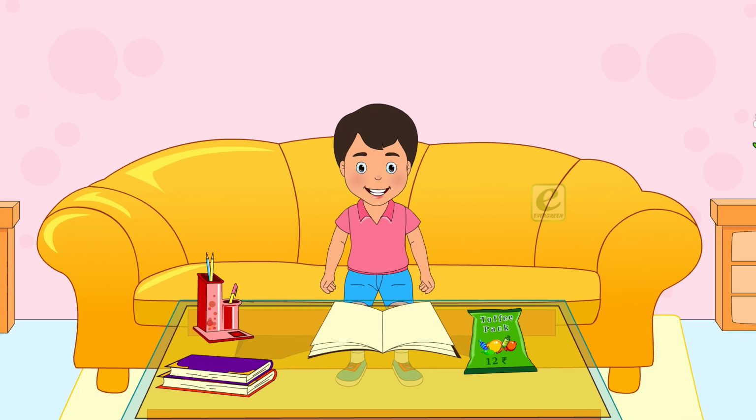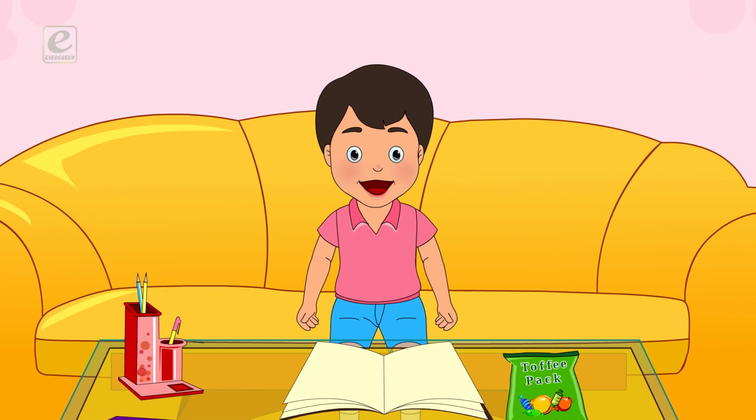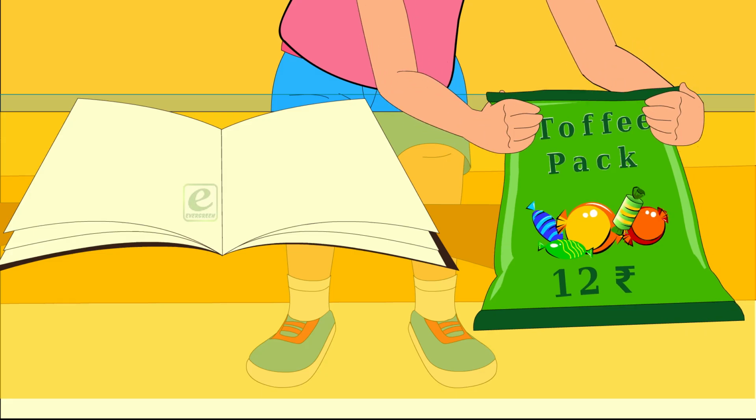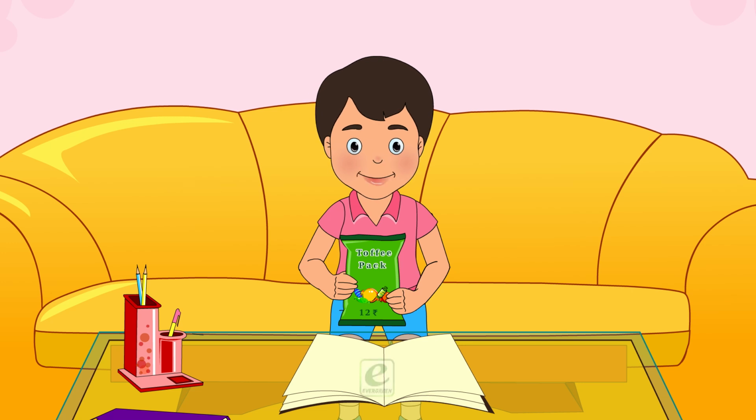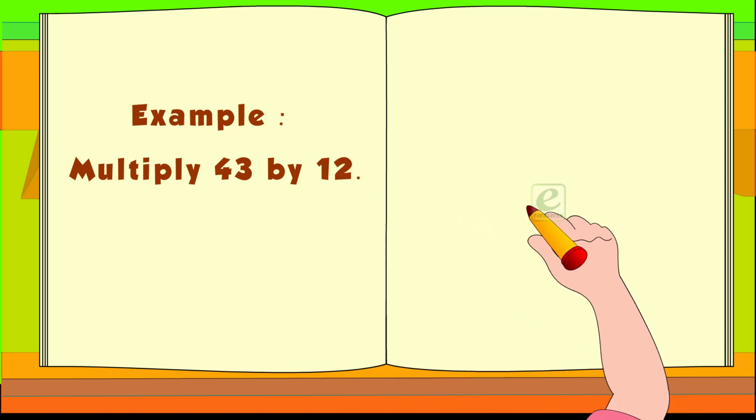Tomorrow is my birthday. I will distribute toffee packets to all my friends. Total 43 friends are coming on my birthday. The price of a toffee packet is 12 rupees. So I will multiply 43 by 12.